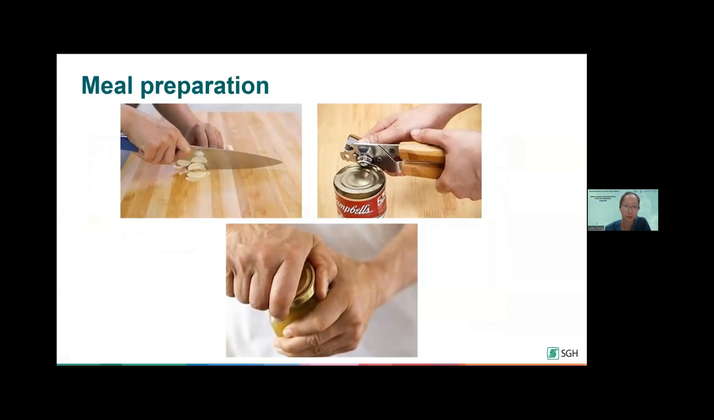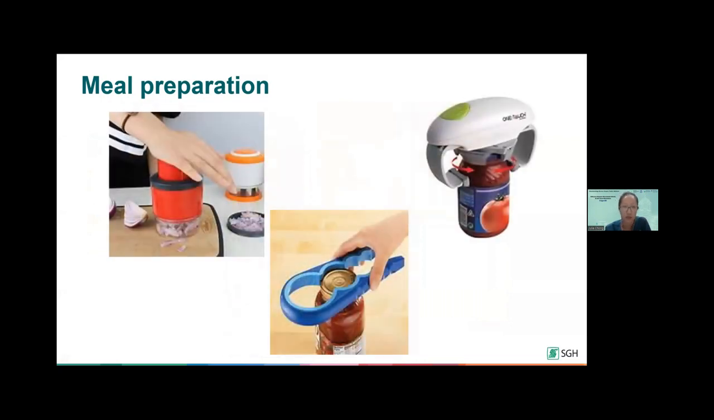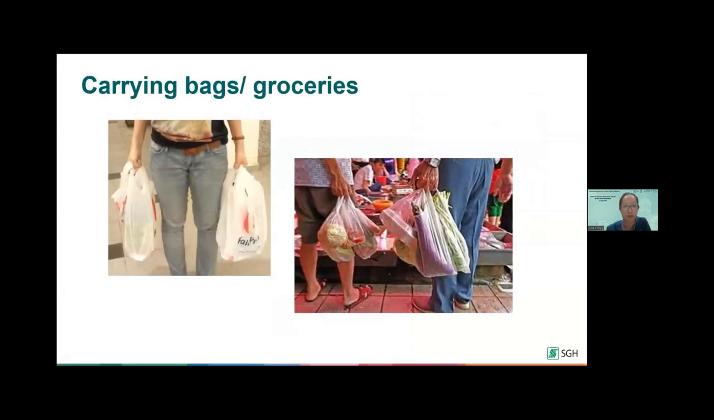So even for meal preparation, when we do things like cutting, using a can opener, and holding jars, there are certain assistive devices that are available in the market as well. Things like a food dicer, where you can press and it will help to chop, jar openers, and even an electric jar opener as well. So carrying groceries, this is very common.